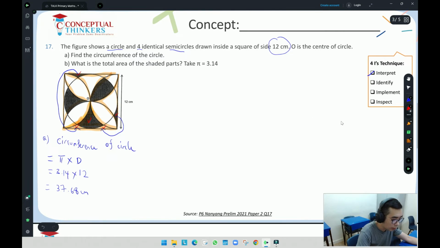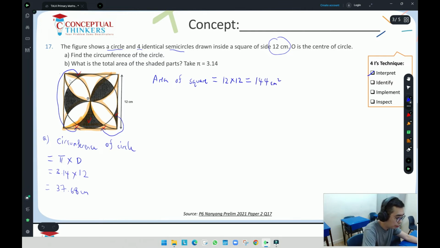Okay. So let's do the calculation now. First I will find the area of the square. The area of the square will be length times length. I'm going to take 12 times 12. I'm going to write horizontally so that we have space to write all the steps. So this will give me 144 cm squared.